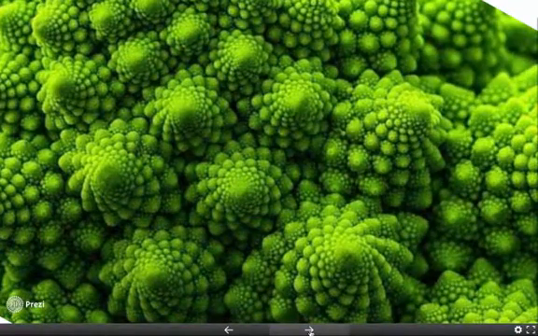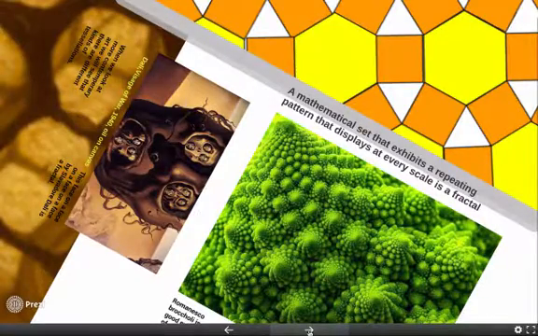Alright, does anyone know what this is? This is actually an object. This is not a computer-generated image. Does anyone know what this is? Well, this is a vegetable. It's called the Romanesco broccoli. Right? You see it comes to a point up here, and you have points here. All these points are on points that are on points. It goes on infinitely, kind of like this picture here by Salvador Dali that we saw.